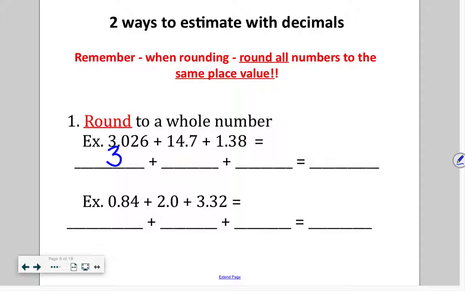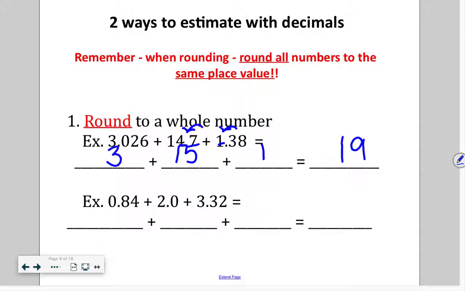So what's 14 and 7/10 going to round to? 15, because the 7 in the tenths place is going to change that 4 to a 5, so it becomes 15. Okay, what about 1 and 38/100ths? What's that going to round to? 1. The 3 is not going to change that 1 in the ones place. So now, what is 3 plus 15 plus 1? 19. We have an estimated answer of about 19.